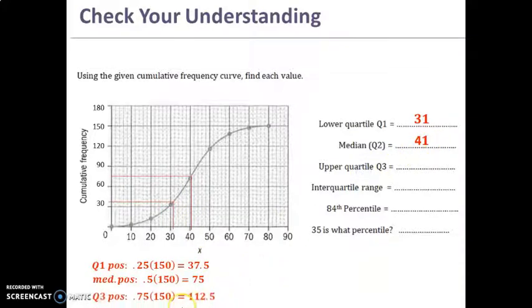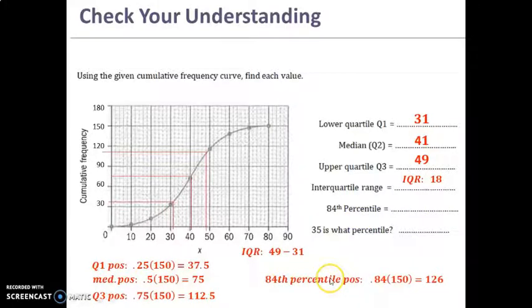Next, upper quartile, again, we know that's the 75th percentile, 0.75 times 150, gives us position number 112.5. 112.5 is here about, and then down from there, it tells us our data value must be about 49. Interquartile range then, subtract Q3 minus Q1. Let's see, I think it's going to be 18, yes, 18. All right, 84th percentile, now we say the 84th percentile position is 0.84 times the data set, 126th position, which is right here, go down, and therefore our data value is about 53.